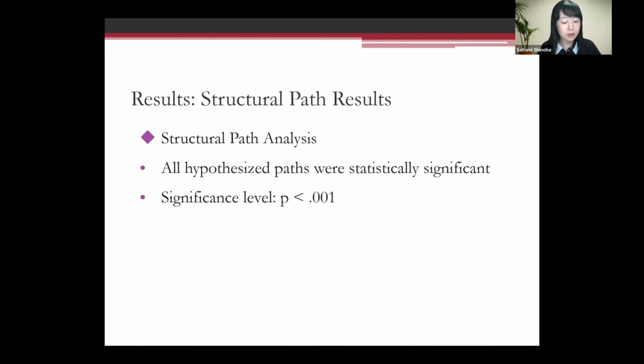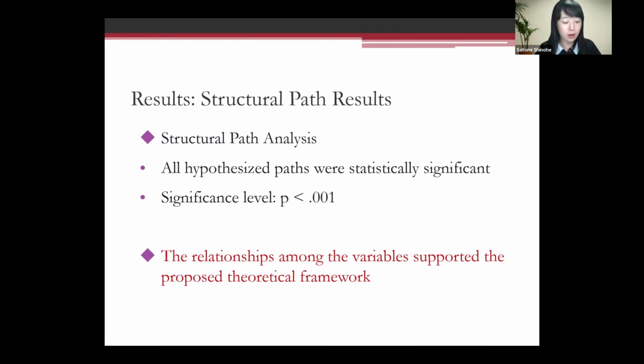Next, I examined the structural paths among the variables. All hypothesized paths were statistically significant at the 0.001 level. Therefore, every proposed relationship in the model was supported. These findings provide strong evidence for the validity of the theoretical framework.